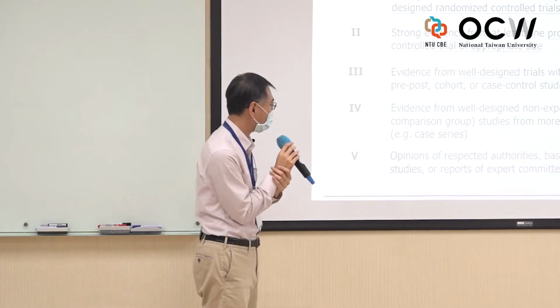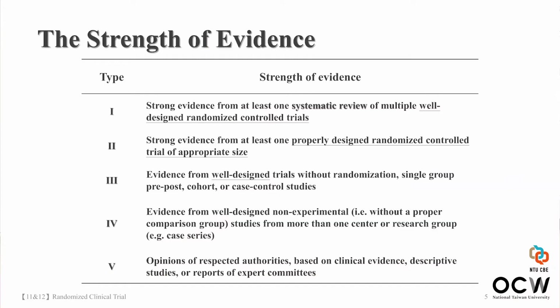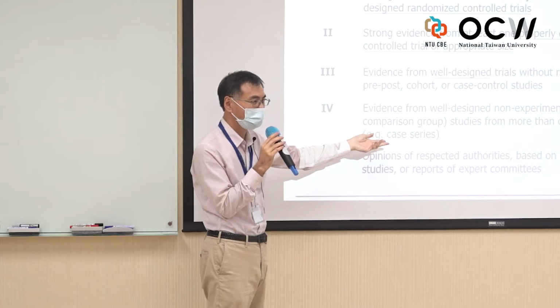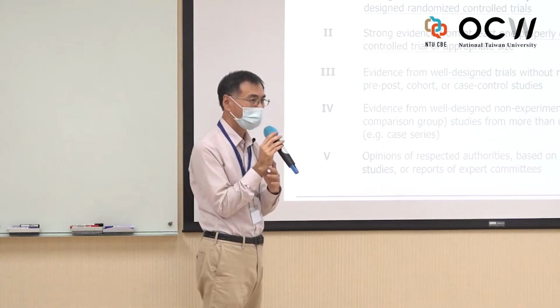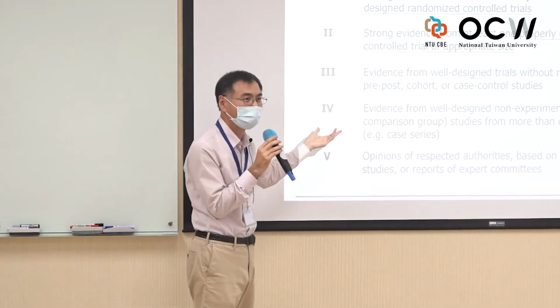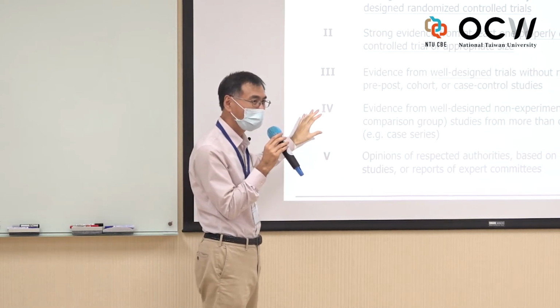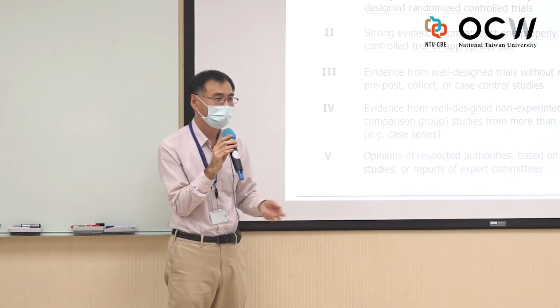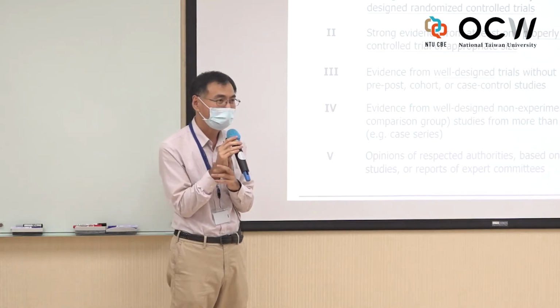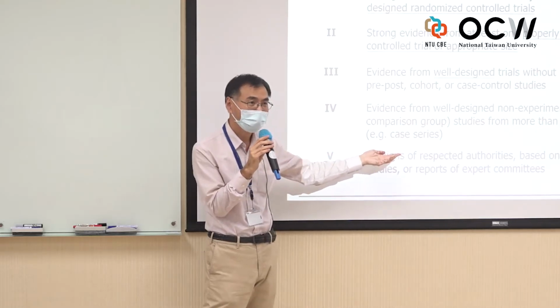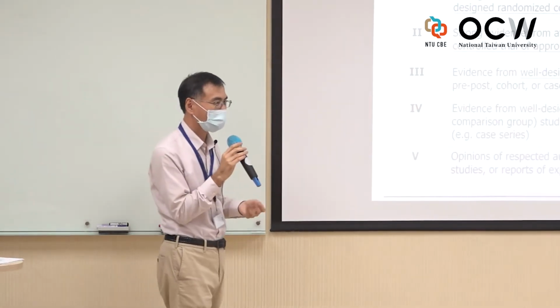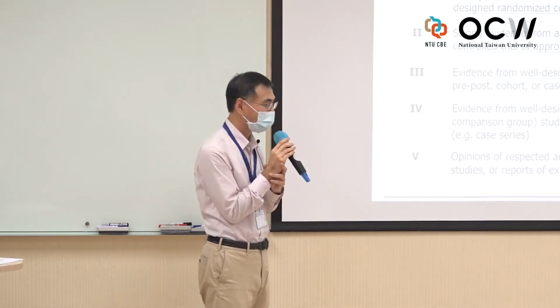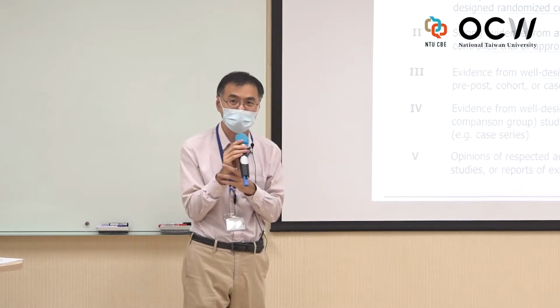And a little better one is the evidence from well-designed non-experimental studies, without a proper comparison group. A lot of studies are like that. From more than one center or research group, like case series. The study of case series are done without a proper comparison group. Because of that, this is not a good one either. Okay, so generally speaking, case series will be more likely used to describe the characteristic of disease in the very beginning of an emerging disease, like what we did for COVID-19 3 years ago. Okay? It's not very useful to generate evidence which is useful to be applied in a public health policy or intervention or clinical treatment. Okay?